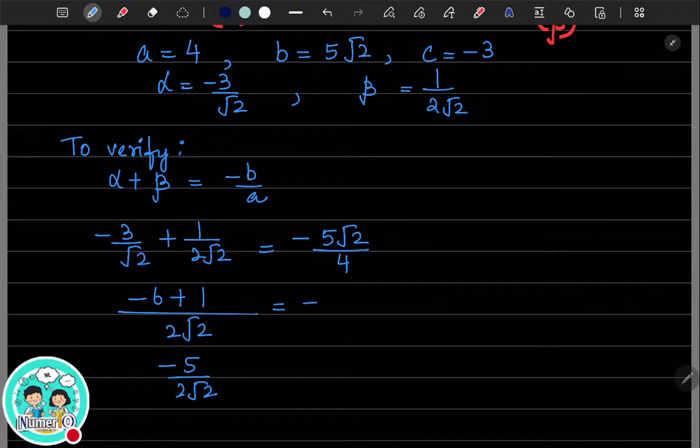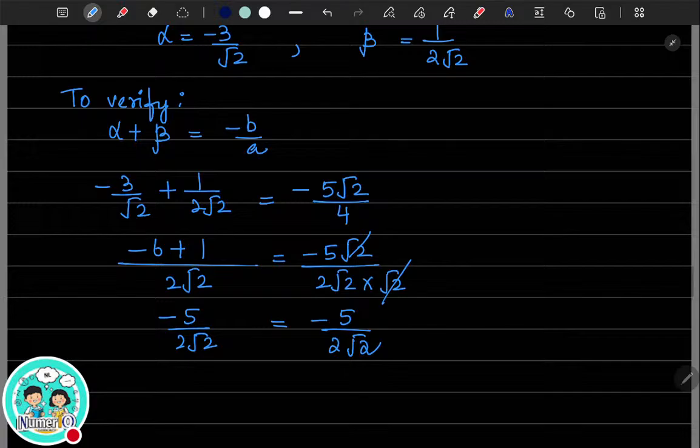I can write 4 as 2 root 2 multiplied by root 2. This is nothing but your 4. So root 2 gets cancelled, and what is left is minus 5 divided by 2 root 2. So this is very important when you are doing a simplification. And let us go ahead and do the verification of the product of the zeros as well.